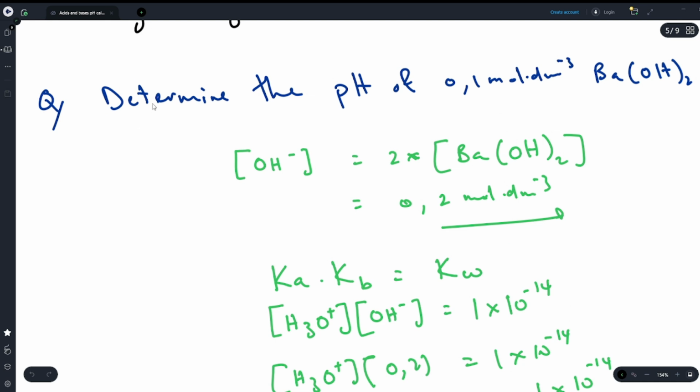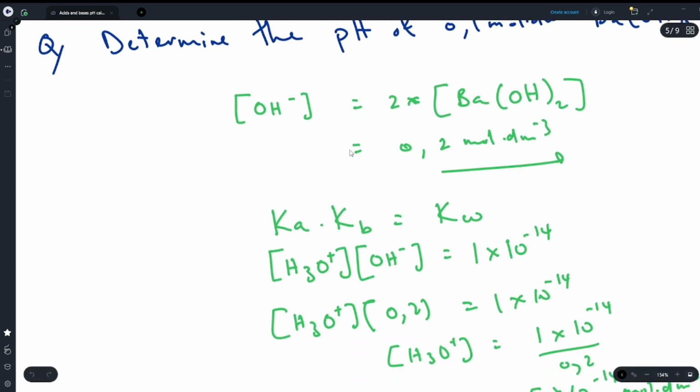So here we say, determine the pH of 0.1 mole per decimeter cubed A(OH)2 solution. Concentration of OH minus is twice the concentration of A(OH)2. You know that from the formula for a compound. So that means its concentration is 0.2 mole per decimeter cubed. But do we need the concentration of OH minus? What we need is the concentration of H3O plus to put it into the formula for the pH calculation.